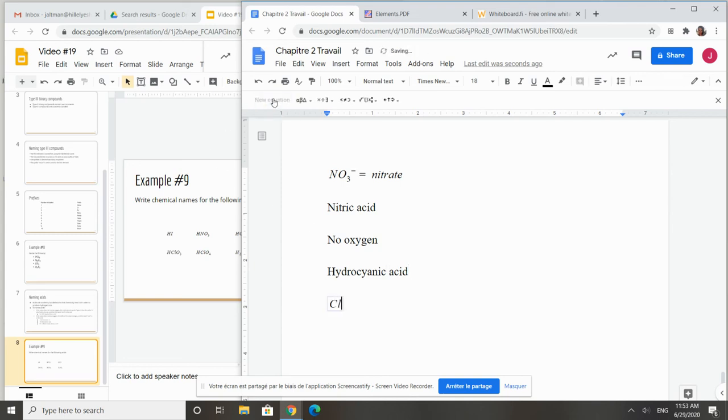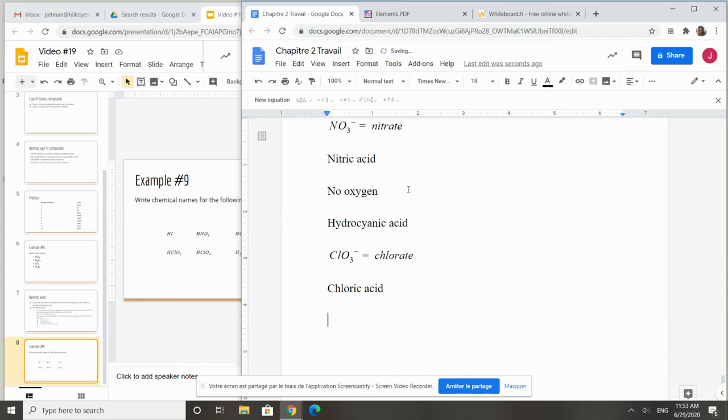HClO3. So I go to my polyatomic ion sheet. I see that there's something called ClO3, and that is chlorate. So that ends with ATE. So I'm going to change it to IC. So this will become chloric acid.